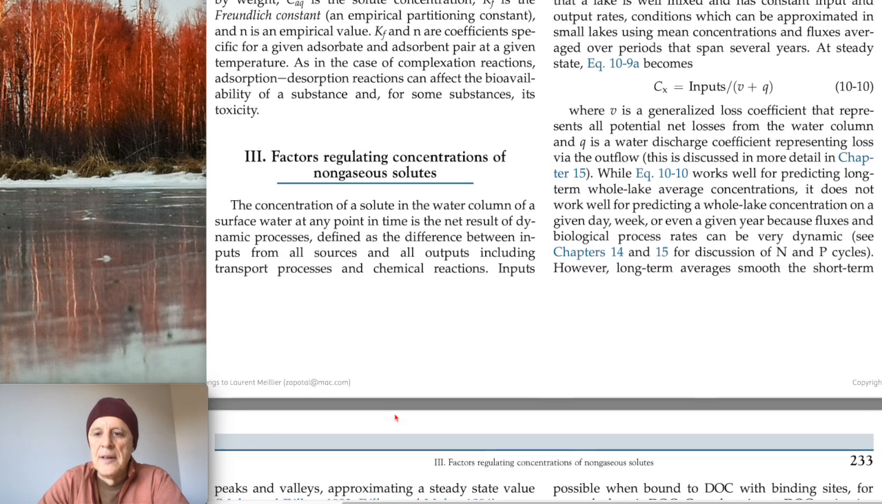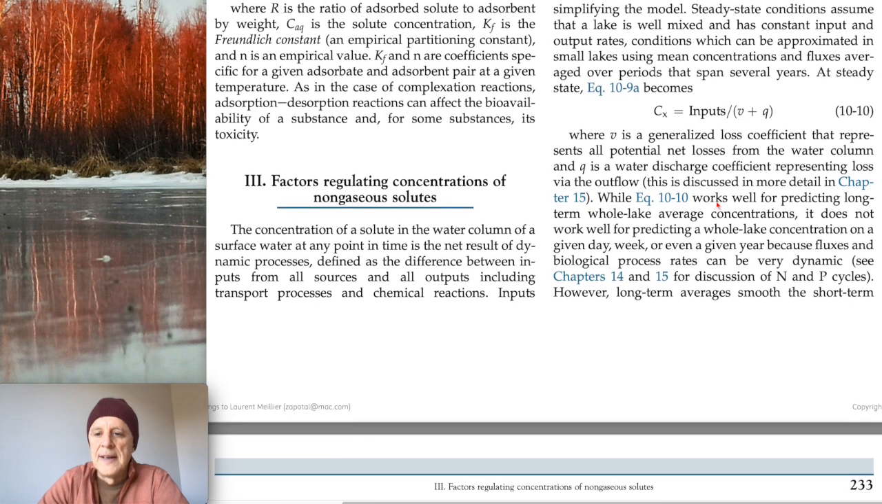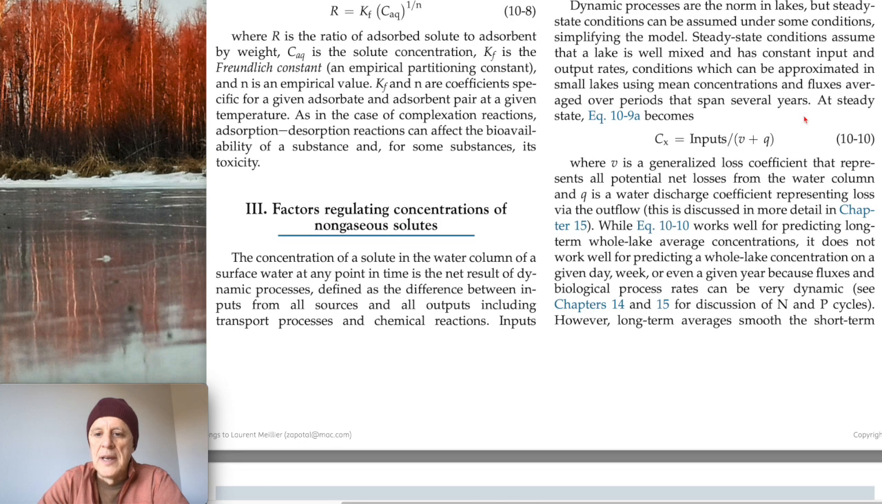So let's look at equation 10-10 here. We are looking at Cx is equal to inputs divided by V over Q, where V is a generalized loss coefficient that represents all potential net losses from the water column, and Q is a water discharge coefficient representing loss via the outflow.